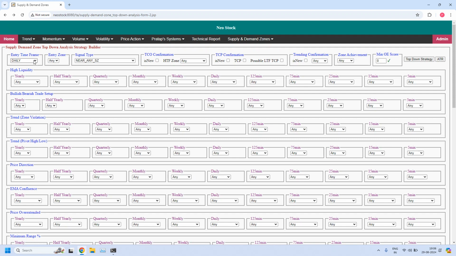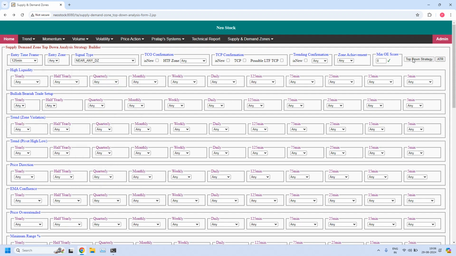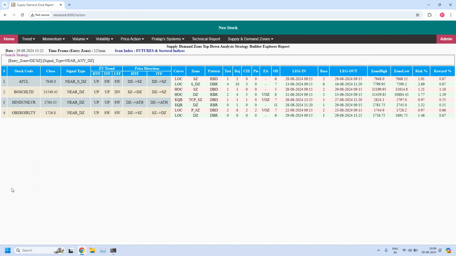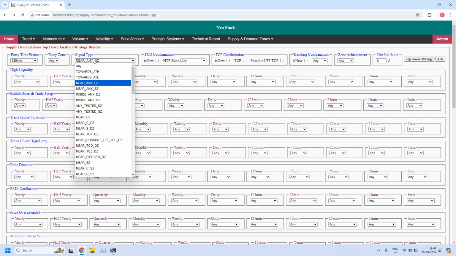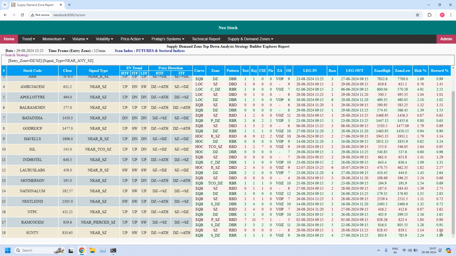The next time frame is 125 minutes. Let us find the stocks near 125 minutes demand zone. 4 stocks are filtered near the 125 minutes demand zone. Next, for 125 minutes time frame, let's find the stocks near 125 minutes supply zone. So a good number of stocks are filtered. I'm scrolling the list down. So total 18 stocks are filtered.